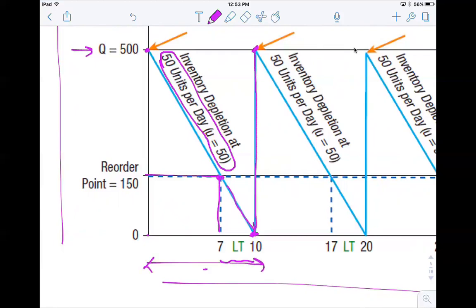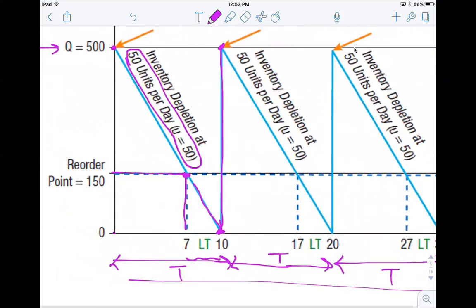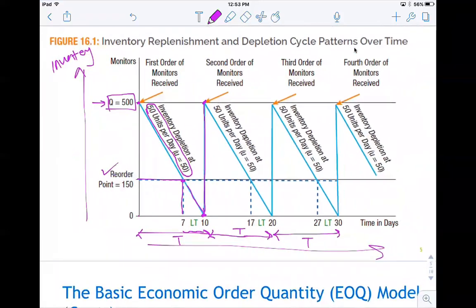So this time period here, T, is exactly the time period here, and it is exactly the time period here. As you can see, once you know what your Q level, optimal lot size, is, and your optimal reorder point is, then you can come up with this planning mechanism right away. That's one of the advantages, actually the most important advantages of running an EOQ model like this.